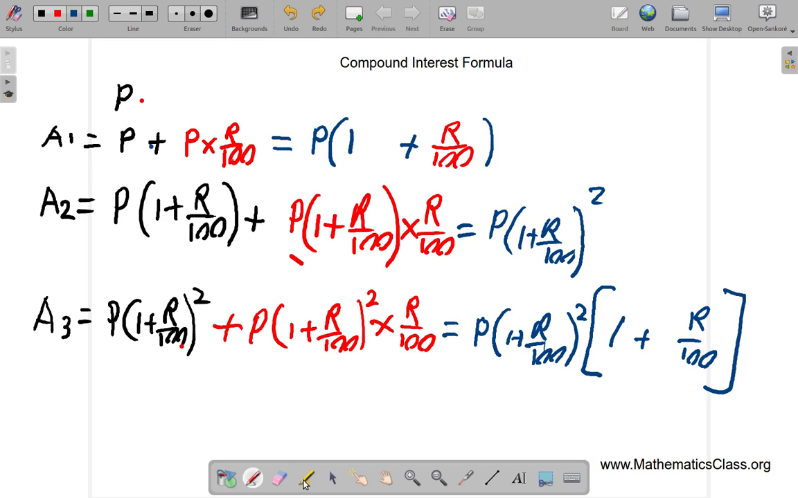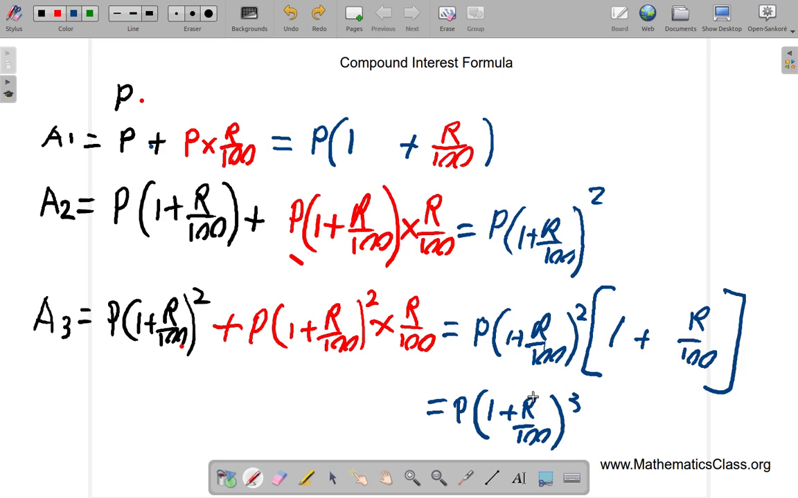But guess what? You notice we have 1 plus r over 100 squared multiplied by 1 plus r over 100. So what does that amount to? It amounts to P times 1 plus r over 100 squared multiplied by 1 plus r over 100, which gives you 1 plus r over 100 cubed. So this is the amount of money you have upon your third payment.